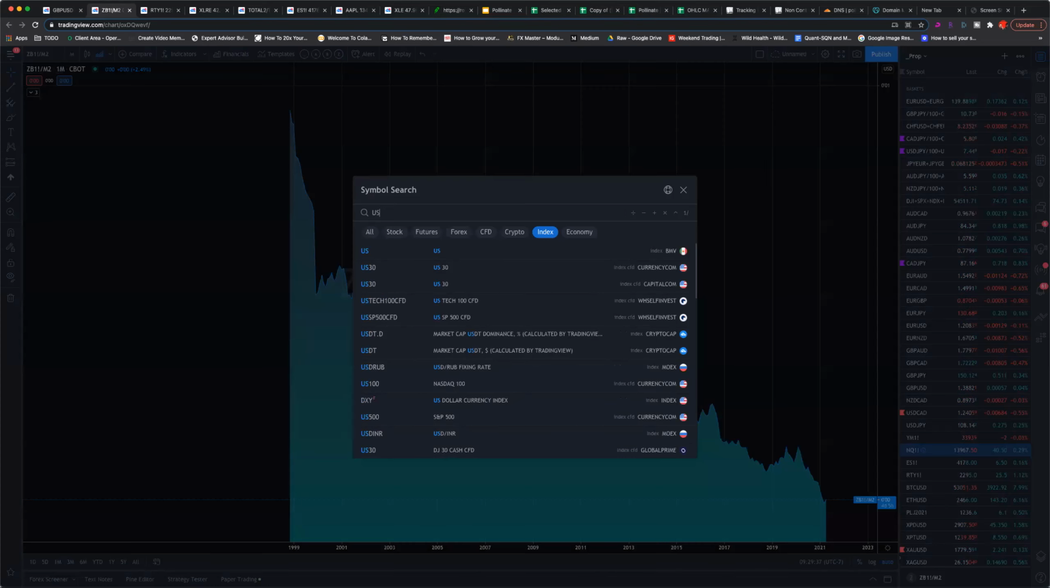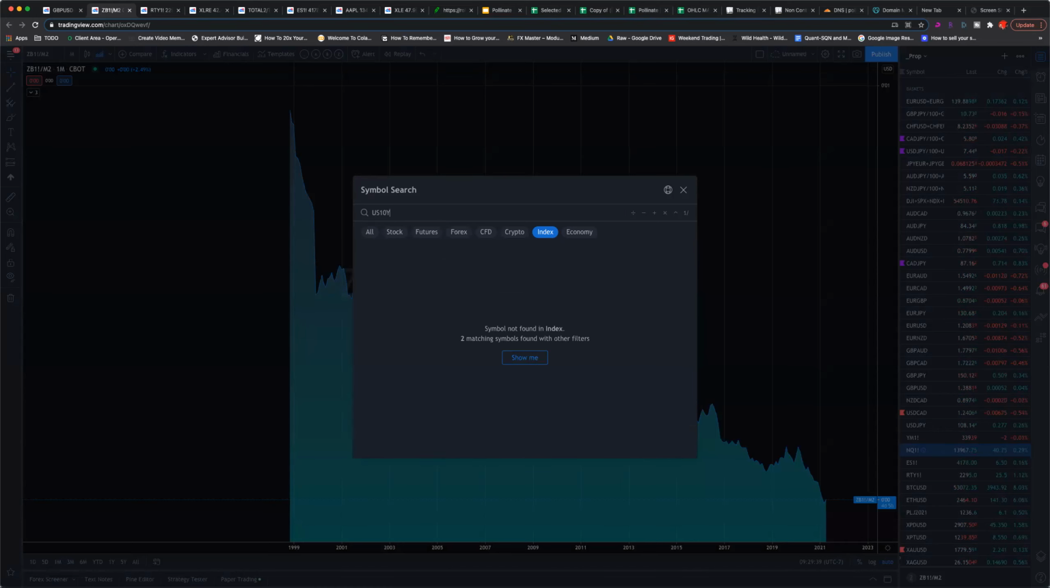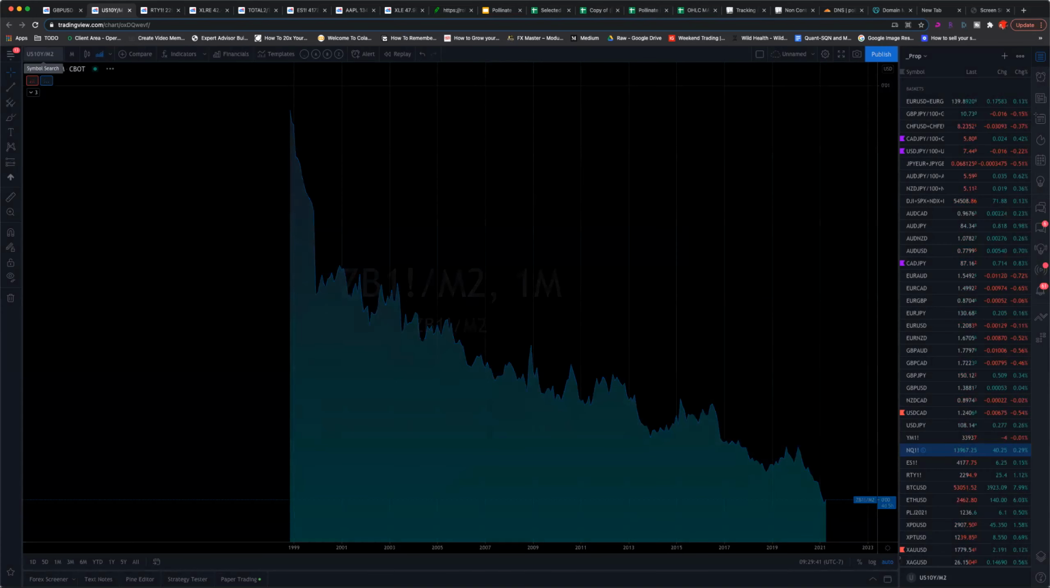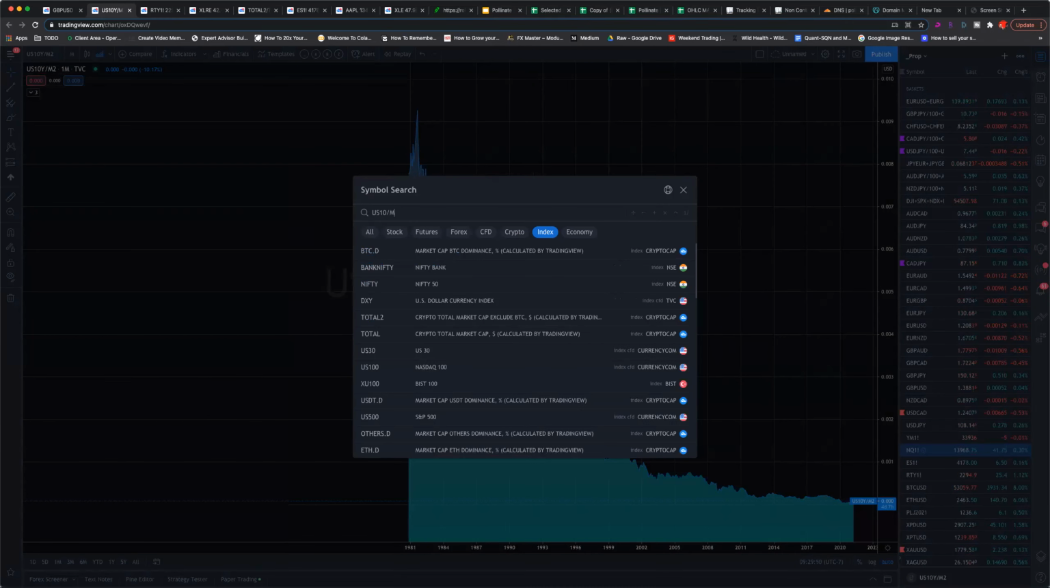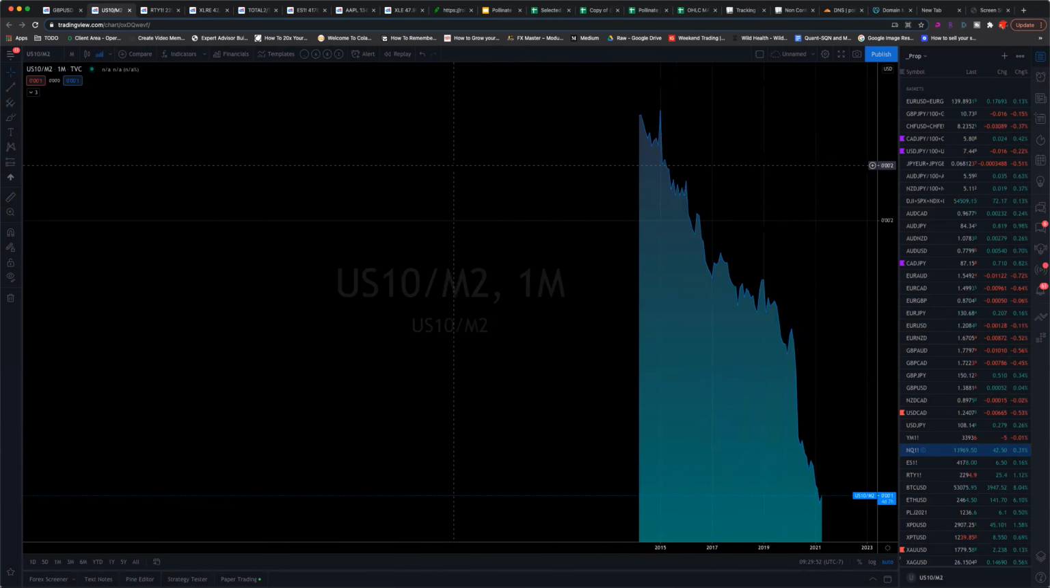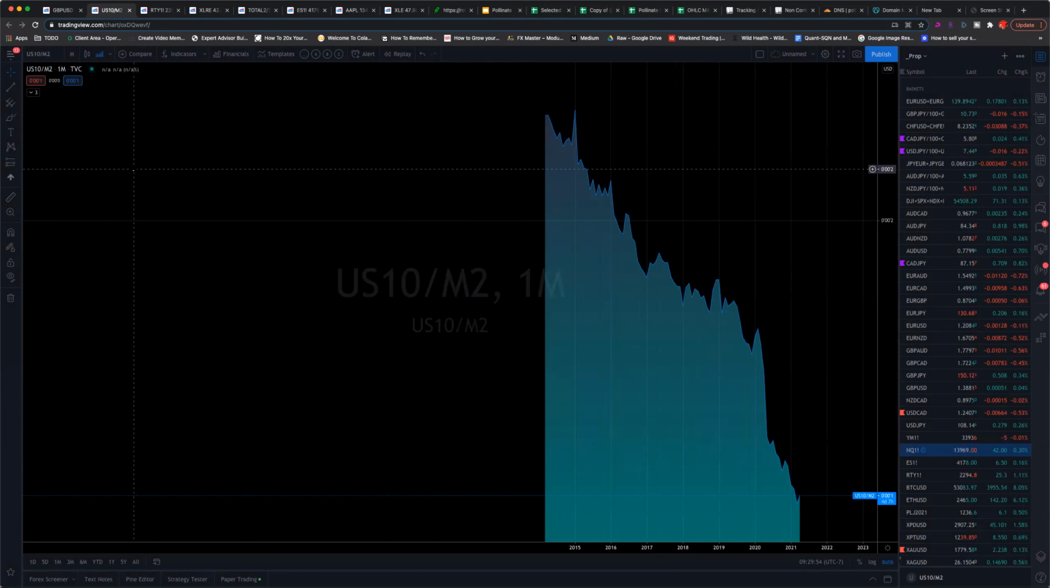So if I do this, see, it's just the same thing. It's just straight down, and that goes all the way back to 81. So what I want to get is maybe the US 10 M2. Maybe, yeah, there's nothing. It doesn't give me anything there. And I want to go back in time, not just 5 years.